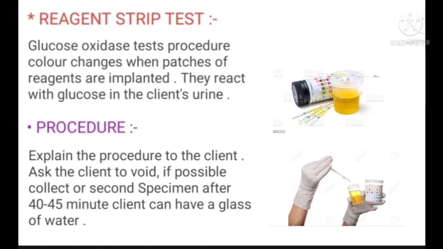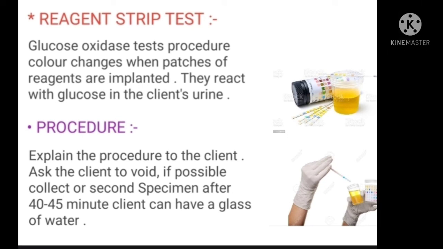Next, reagent strip test. In glucose oxidase tests, the procedure is that color changes when patches of reagent react with glucose in the client's urine. Procedure. Explain the procedure to the client. Ask the client to void. If possible, collect a second specimen after 40 to 45 minutes. The client can have a glass of water.